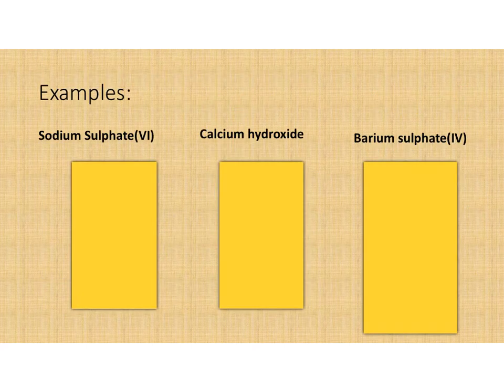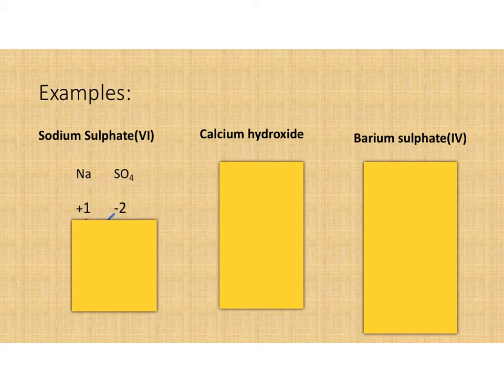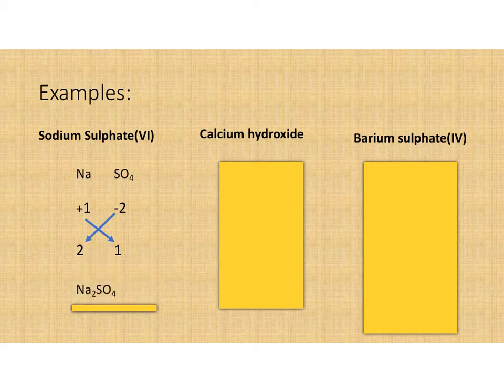So we're going to go through some examples now to make sure we've got the right idea. The first one we'll do is sodium sulfate(VI), the normal sulfate that we have. First we write down sodium and sulfate. The charges on those are +1 and -2. We swap those around and remove the charge, so that becomes 2 underneath sodium and 1 underneath sulfate. Therefore the formula is Na2SO4.